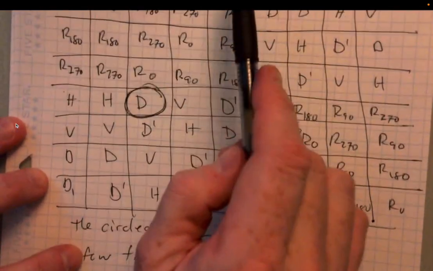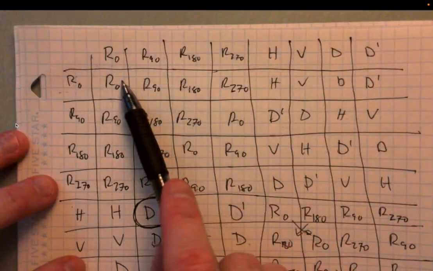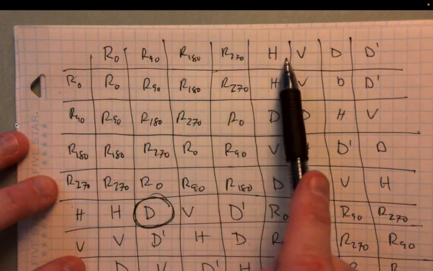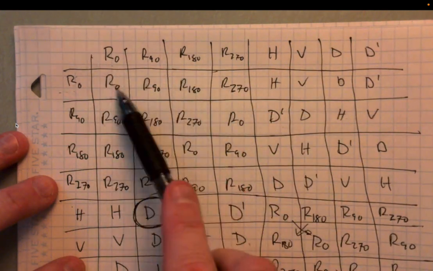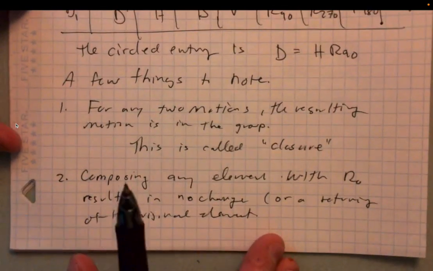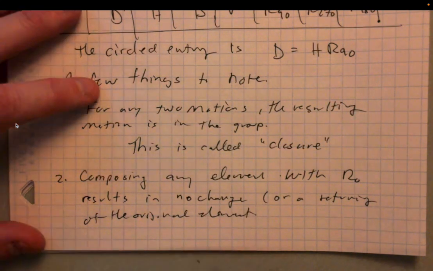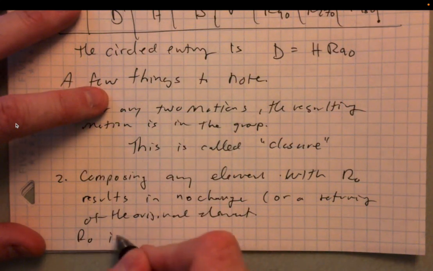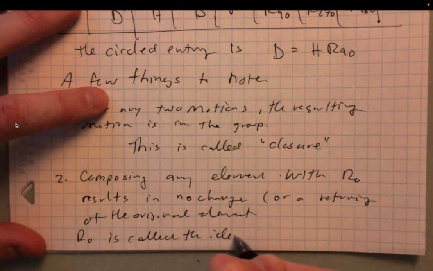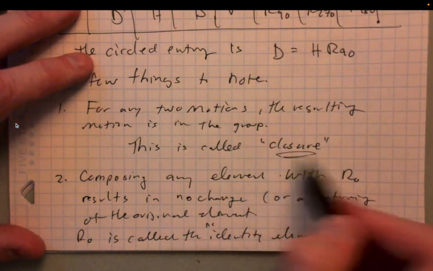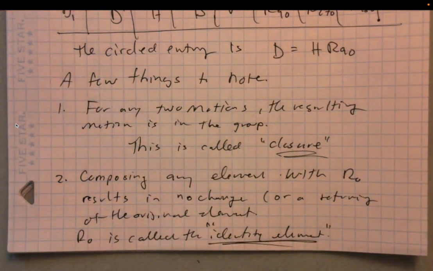What do we mean by that? This whole top line demonstrates it. An R0 composed with an R90 gives you an R90. A V composed with an R0 gives you a V. So anything composed with R0, you get back the thing you started with. This is another important feature of a group. R0 in this context is called the identity element. So you have closure, and you've got this idea of an identity element as well.